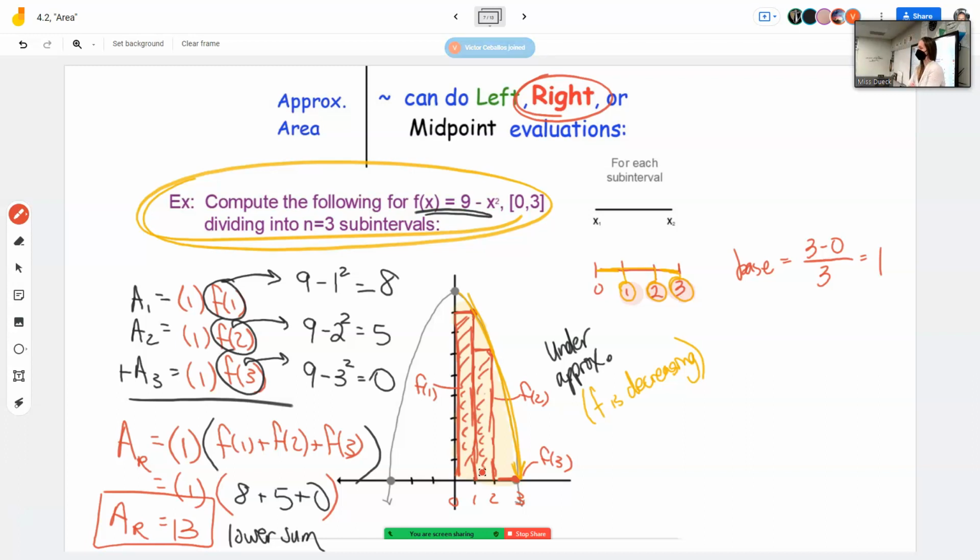How are we doing? We're adding together rectangles. Sarah? Did you do the times 1 in front of everything because of the base? Yes. I did that because of the base.